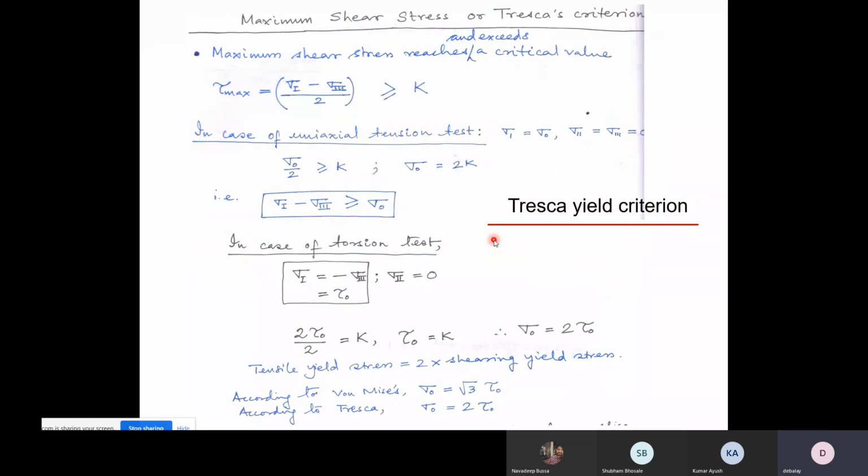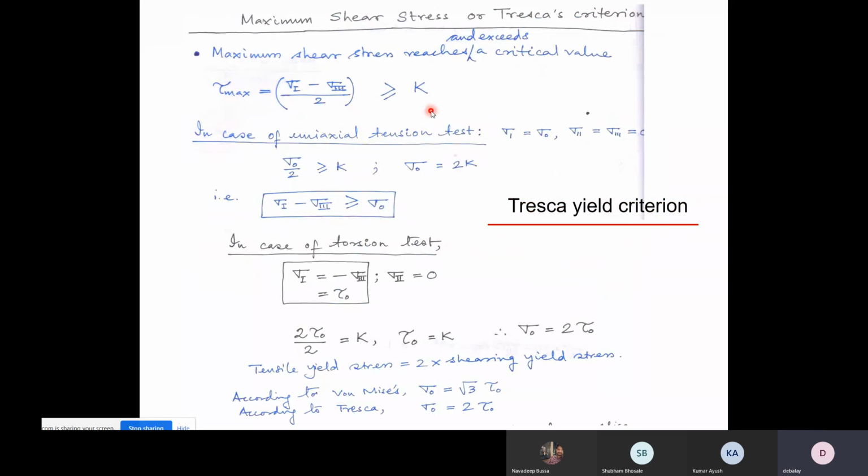We then discussed Tresca's criterion, as Tresca has mentioned that yielding occurs when maximum shear stress equals or exceeds a critical value. So that is the general formulation. So we can write that tau max equal to sigma 1 minus sigma 3 by 2, because out of the three maximum possible, this is the maximum value that we get, because sigma 1 is the maximum, sigma 3 is the minimum. So that exceeds any particular value k. And this is a generalized expression, so it is applicable to any loading condition: tension, torsion, bending, shear, whatever.